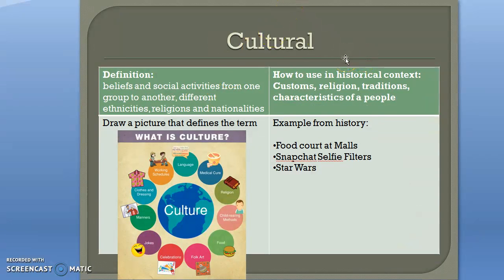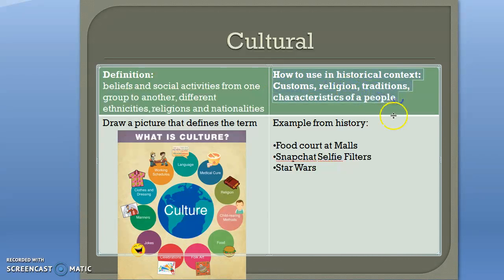Culture, this is the fun part of our categories. Culture is your beliefs and social activities from one group to another, different ethnicities, religions, and nationalities. So how do we use culture in historical concepts? This is your customs, your religions, your traditions. Overall, the best definition of culture is the characteristics of people.